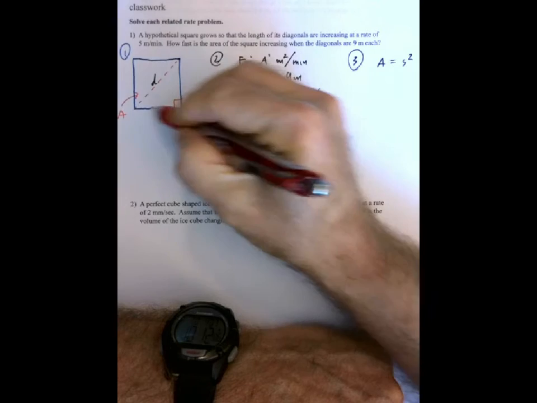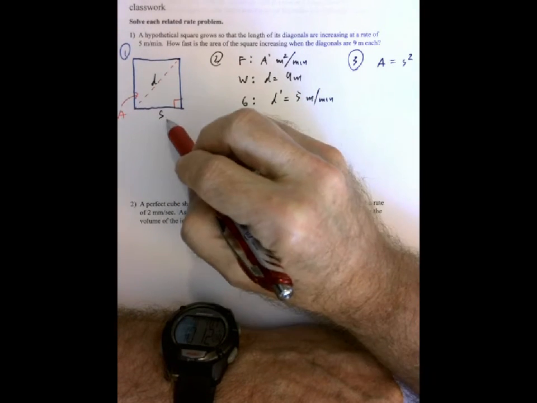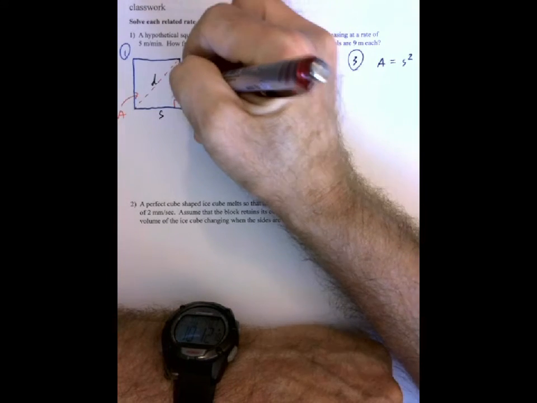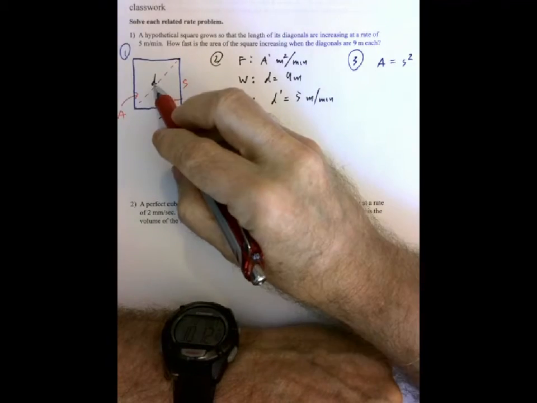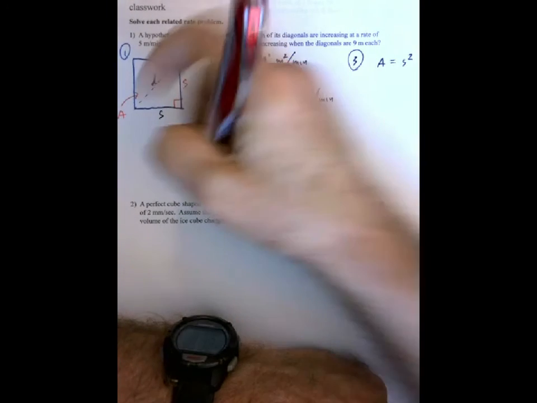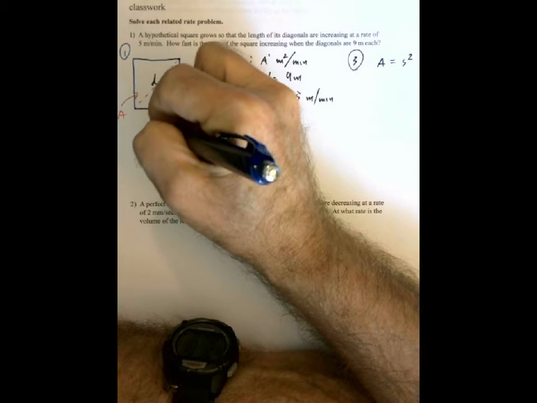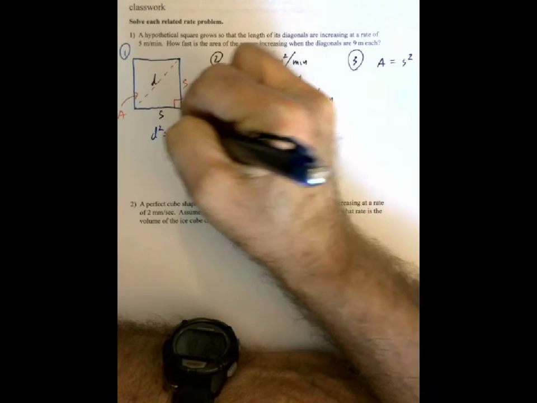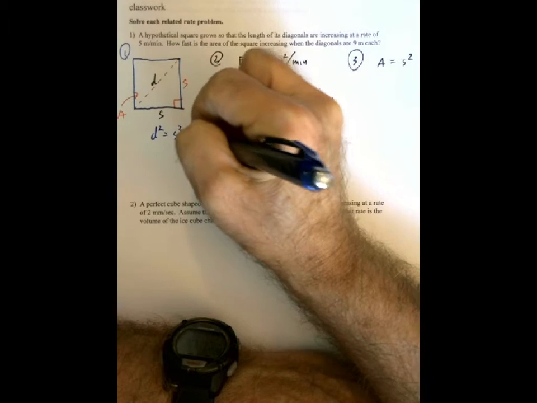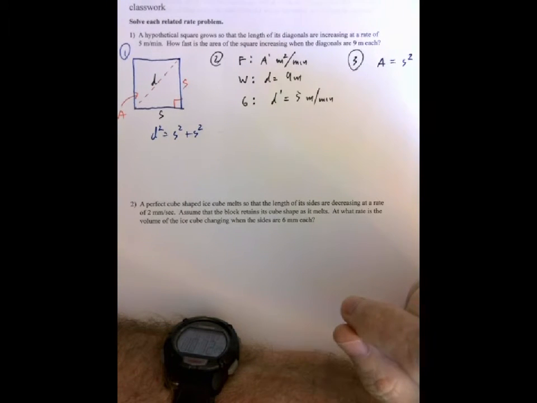this is a right triangle, right? Side, side, diagonal. So I'm going to write it right here, because it's the Pythagorean theorem here. The diagonal squared is equal to the side squared plus the side squared.